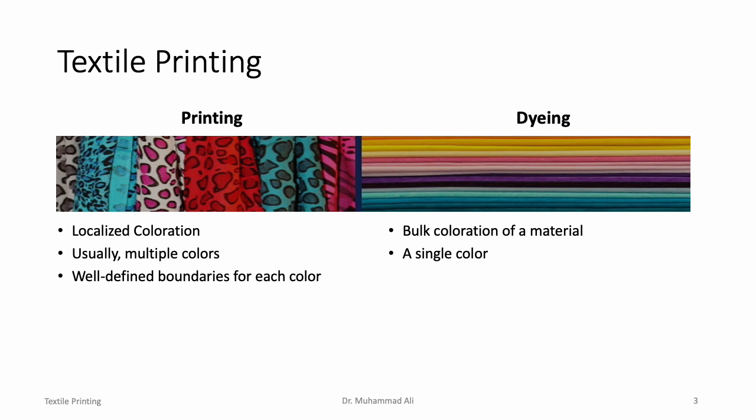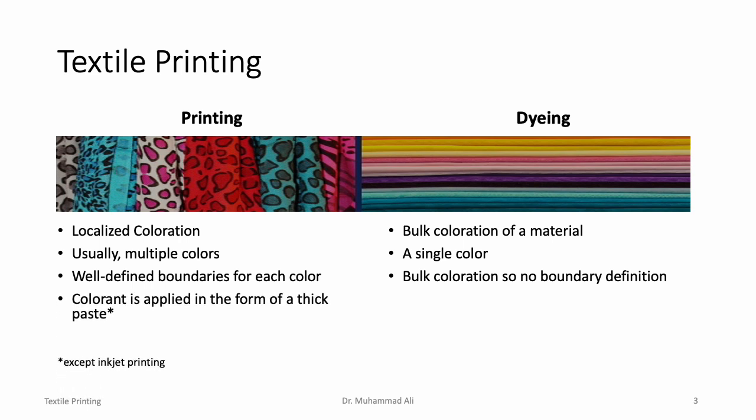Of course, because we are applying different colors on very specific areas of a fabric, we need to make sure that the boundaries of each color on the fabric are very well defined. This is of course not the case with dyeing. It's bulk coloration. In fact, you don't want any boundaries or any shade differences from one point to another on the fabric.